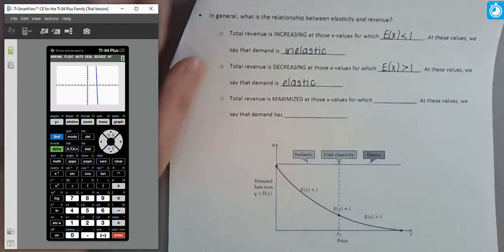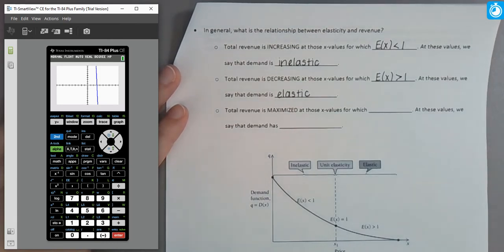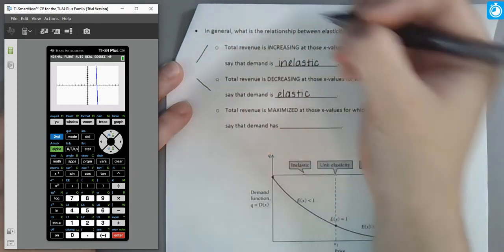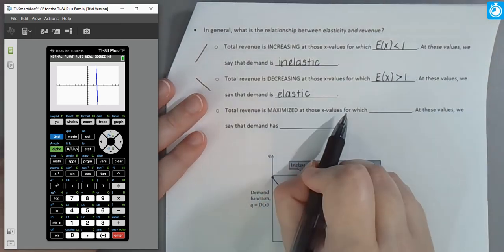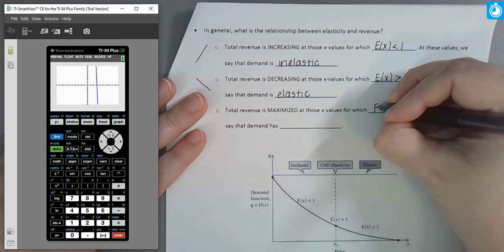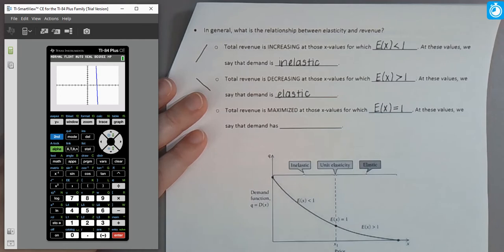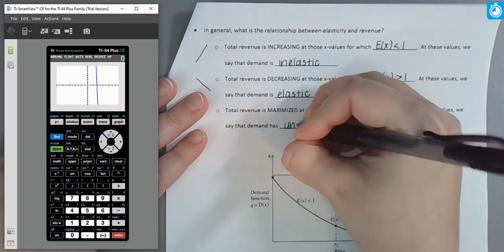So if we're increasing our revenue at specific values and then decreasing our revenue at specific values, so increasing, think of that as your revenue function sloping up, decreasing, our revenue function sloping down. As we know, there's got to be a maximum somewhere in the middle. So if we go from increasing to decreasing, there's a maximum in the middle. Where is revenue maximized? Well, as we saw from that previous example, revenue is going to be maximized at x values where our elasticity is equal to 1. So when our elasticity is exactly equal to 1, we say that our demand has unit elasticity.